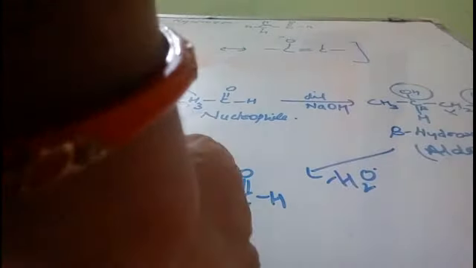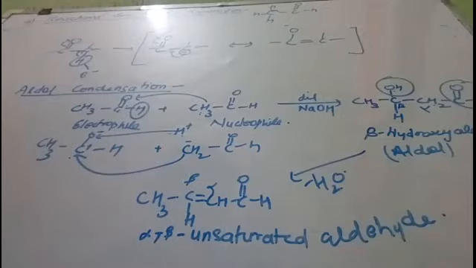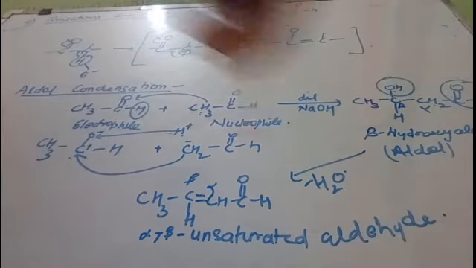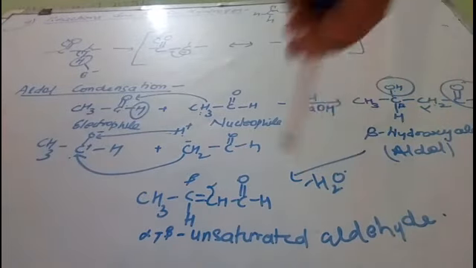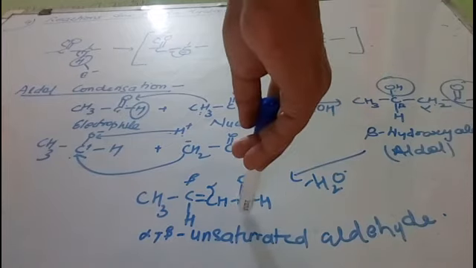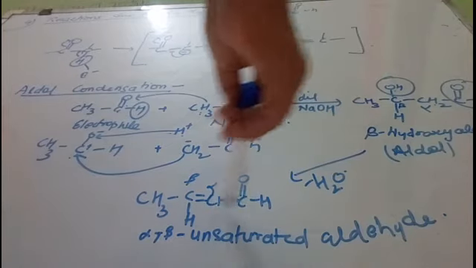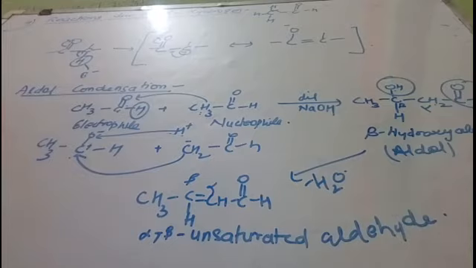The final product is alpha beta unsaturated aldehyde formed here, right? IUPAC name of this compound is, what is it? But-2-en-1-al. Right, so you can write it on your own. Have you understood this aldol condensation?